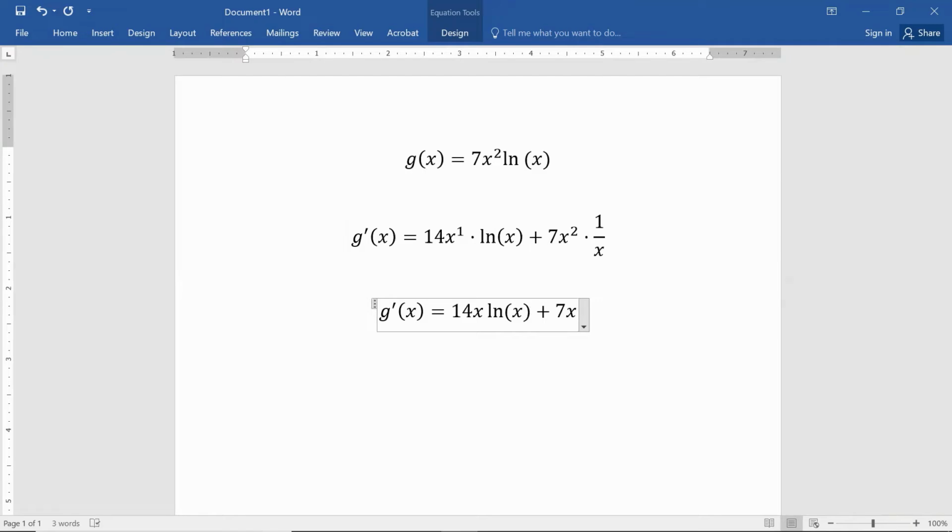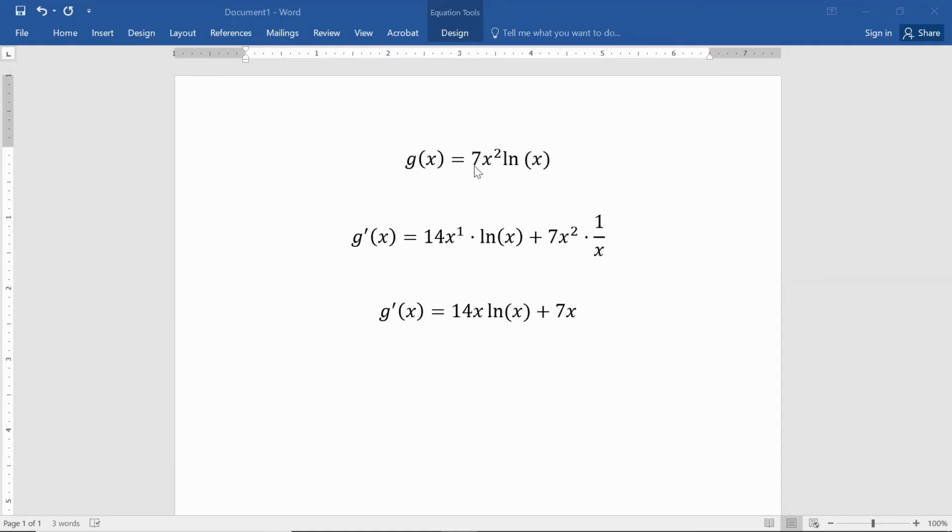And this is how the product rule works. We look at two pieces being multiplied together. We say take the derivative of the first piece times the normal second piece plus the normal first piece times the derivative of the second piece. And that's the product rule.